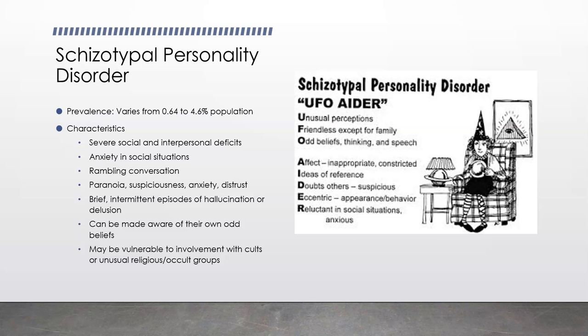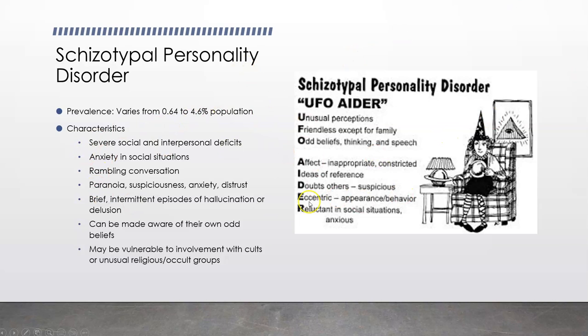Schizotypal. A little bit less of the population. This is characterized by magical thinking, odd beliefs, inappropriate affect. More common in men than women. You see it in young people, especially those who have a family member with schizophrenia. Extreme anxiety in social situations. They tend to ramble. They're also very paranoid. Lesser degree than schizophrenia, but you also see hallucinations and delusions with this population.